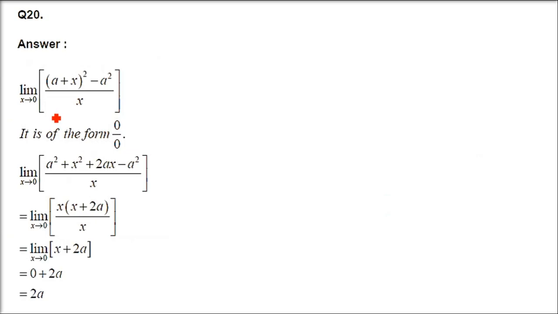Now question number 20. We have (a plus x) whole square minus a square, by x. Now we know here if you put x as 0, it will be a square minus a square, which is going to be 0. x is also 0 in the denominator. So you already have this as, assume it to be p square minus q square. P square minus q square will be (p minus q)(p plus q).